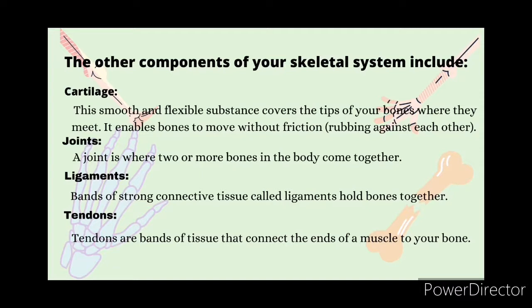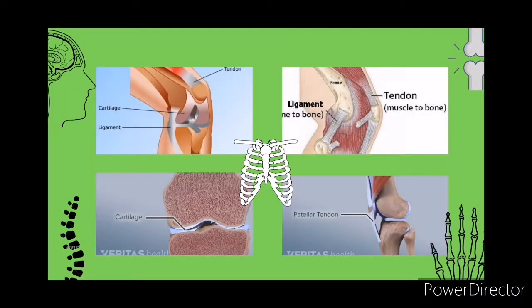The third one is ligaments. Bands of strong connective tissue called ligaments hold bones together. Ang ligaments din ay naka-attach buto sa buto and usually serve to hold structures together and keep them stable. And the last one is tendons. Tendons are bands of tissue that connect the ends of a muscle to your bone. They may also attach muscles to structures such as the eyeball. A tendon serves to move the bone or structure. So here's the image of components of our skeletal system.